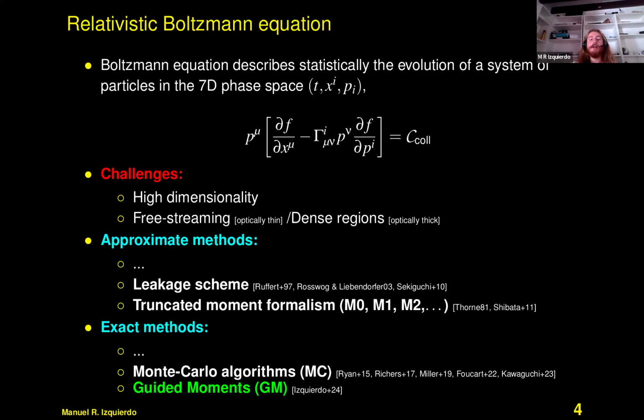So for this reason, a lot of groups implemented this truncated moment formalism, mainly in this N1 version. And this is, I would say, currently the most popular by far method. And it works quite fine, but still with infinite resolution, it does not converge to the exact solution.